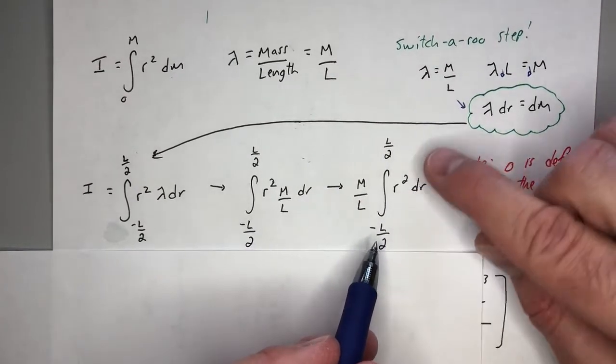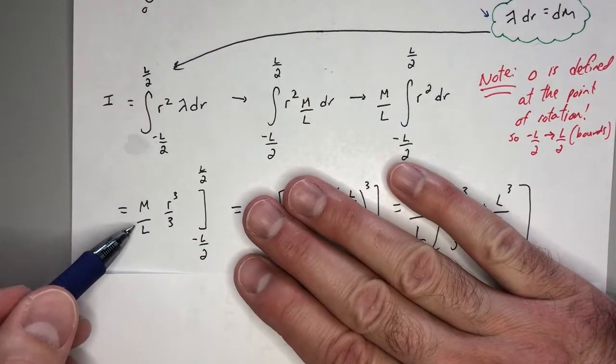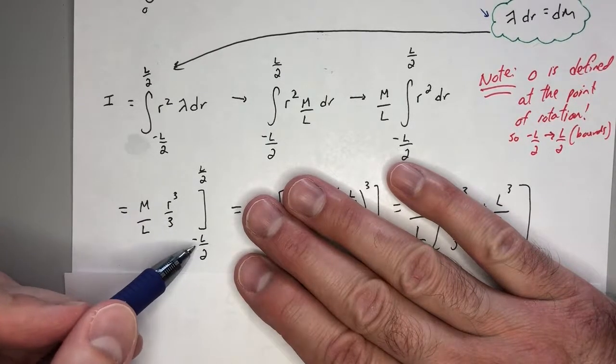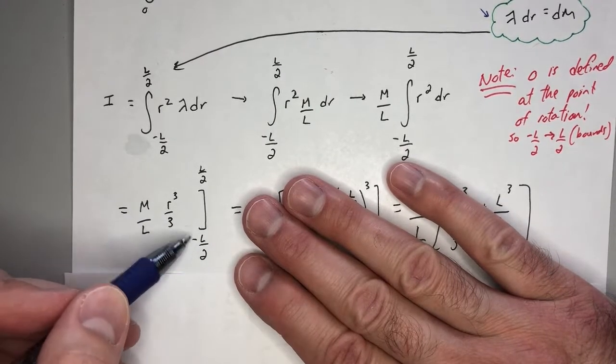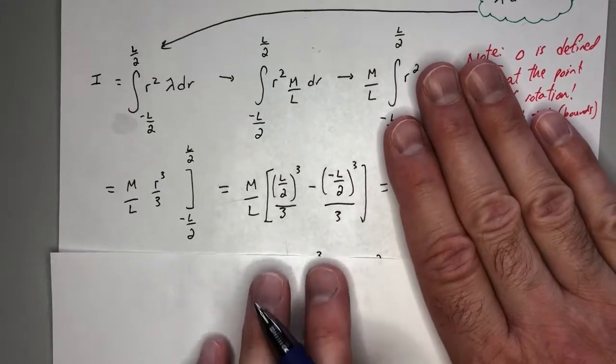You're going to integrate r squared, which is just r cubed over 3. So we have that. It's kind of the same thing we did before. M over L is up front, r cubed over 3. That's what you get after you integrate it. The only thing that's different are our bounds of integration. Negative L over 2 to positive L over 2. That's because our axis of rotation is right down the middle of our rod this time. Then you do this. The math gets a little trickier, so just be careful.